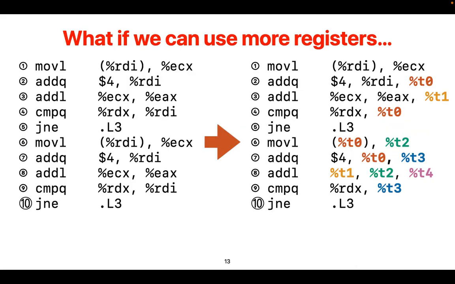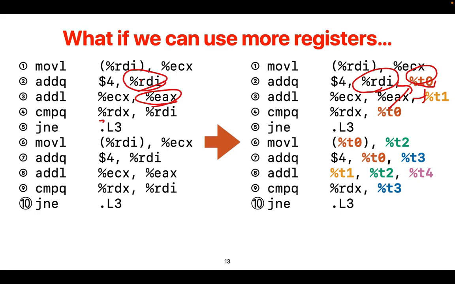So here, I give you an example. If we can have more registers, for example, if the left-hand side sequence can be rewritten as the right-hand side, then whenever I have a new output, for example for RDI, I just put it in T0. And for this EAX output, I put it in T1. For this RDI, well, this is the source. Because the previous one is now in T0, I can just compare with T0 instead of RDI.